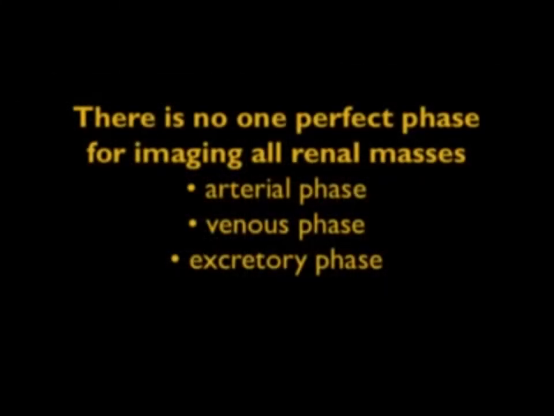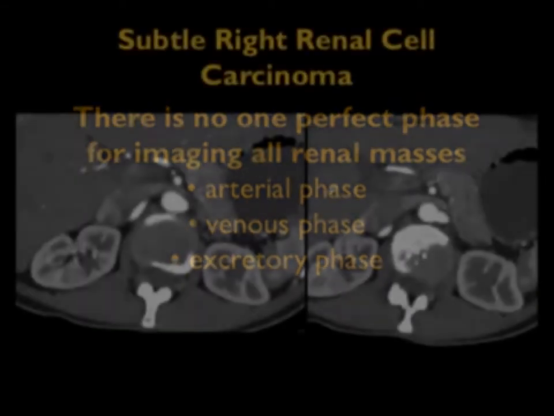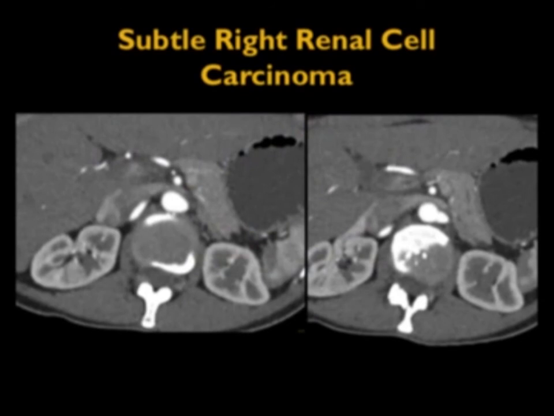Now, we would agree there's no one perfect phase, and I told you I like the arterial phase for the vascular map, for neovascularity, but that alone would not be the phase that would allow me perfect lesion detection, because if you look at this case and I look at the patient's right kidney, I may not appreciate a mass present on these arterial phase images.